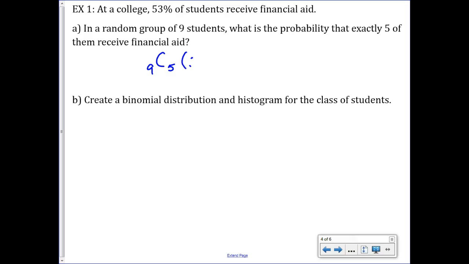So our probability of success is 0.53. We raise that to the 5th power. And our probability of not success is 1 minus 0.53, which is 0.47, raised to the 9 minus 5 power. 9 minus 5 is 4. Notice that those two numbers, the 5 and the 4, add up to your total. If you put that in the calculator, we get approximately 0.257, so a little over 25%.